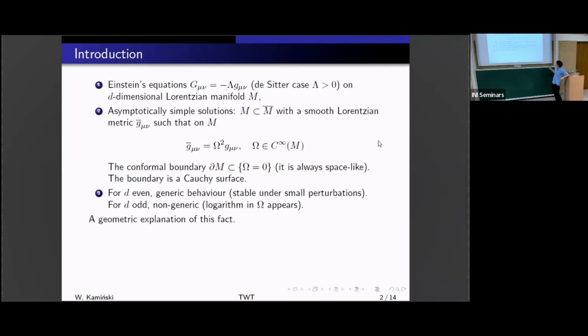It means that our physical manifold is a subset of some bigger manifold M bar. And the physical metric, when we rescale it by some factor, extends smoothly through this boundary. We assume that this conformal boundary is exactly the place where this omega vanishes. One can check that with the assumption that lambda is bigger than 0, this set is always spacelike, and it has a lot of interesting properties.